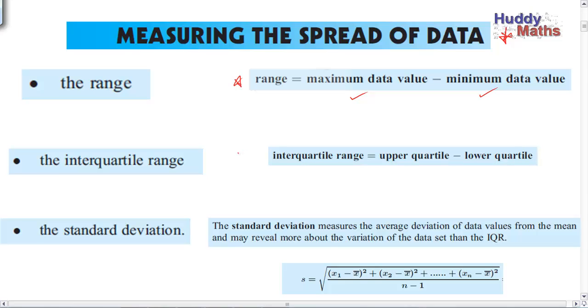What about the interquartile range? You might not know much about this. The interquartile range is the upper quartile minus the lower quartile. What's that? Well, quartiles are dividing the distribution into quarters. So we might have the minimum value, then the lower quartile is the value, the score from the minimum to there, which contains a quarter of scores, and then the median is in here.